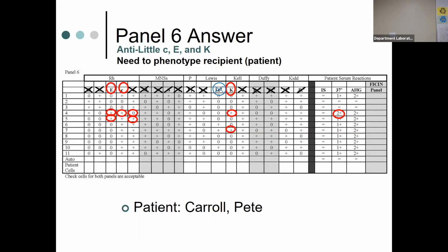If you had negative reactions with both of those cells, what does that tell you? Only little C is reacting. Ficin really doesn't help you in this situation because it's going to make all of these reactions stronger. What we're trying to do in this situation is see if there are any underlying antibodies. Is E truly reacting? Is Kel truly reacting? All right, so we would need some little C negative cells to definitively say that.